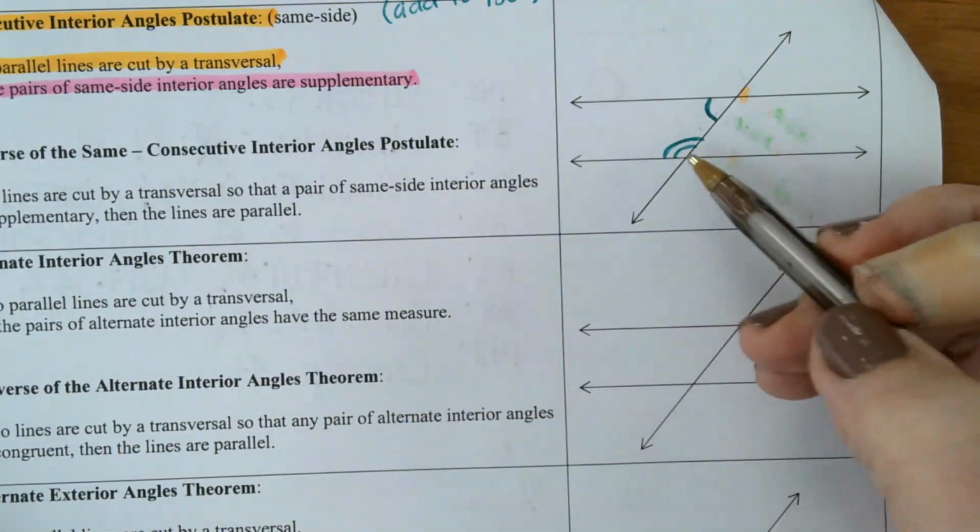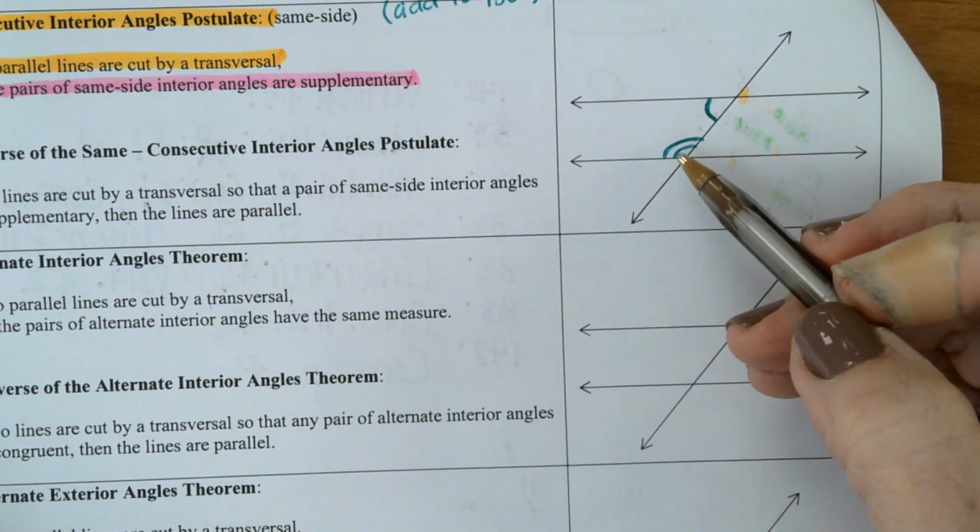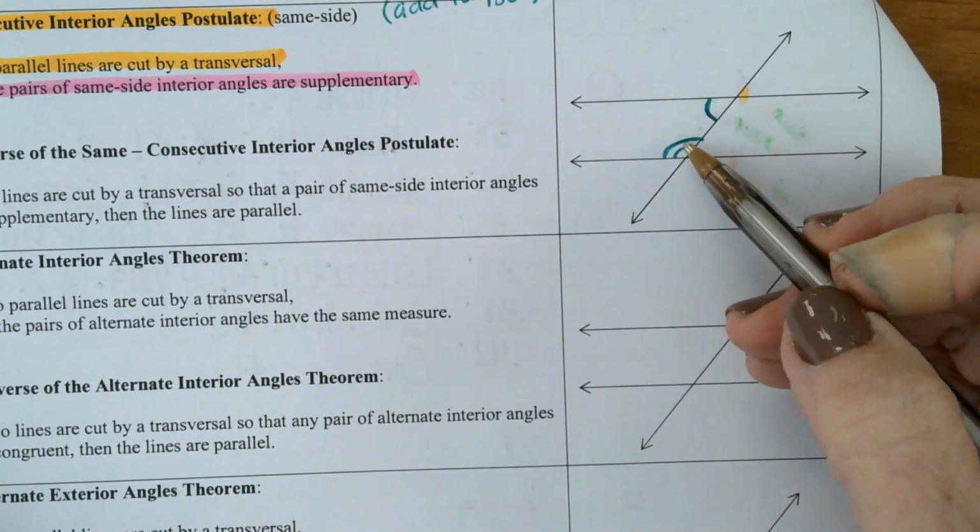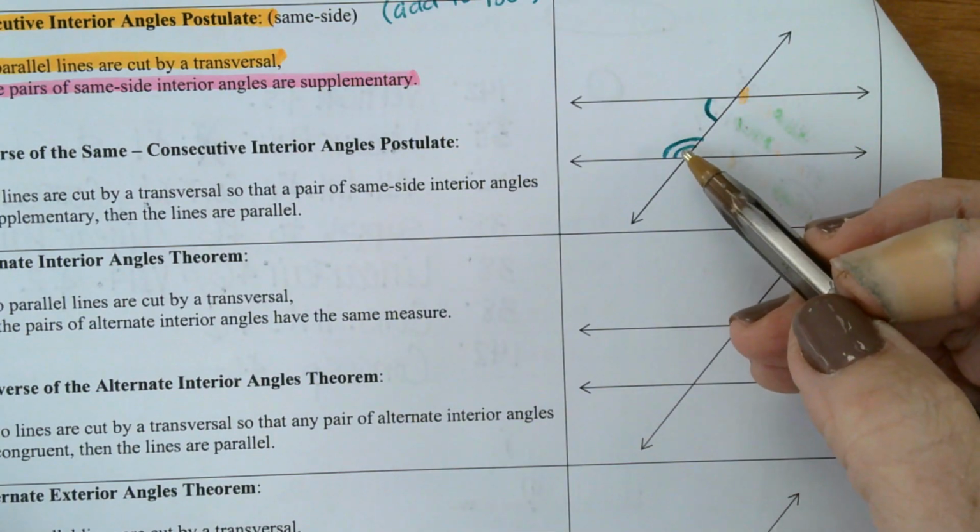Okay, so let's say I ask you what these are, and you say, they're consecutive interior. Great. What do you know about them? They add to 180. Great. Why? Okay?